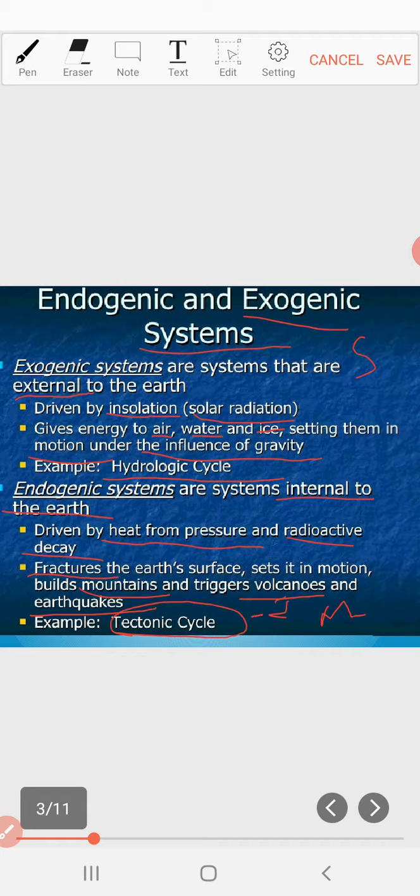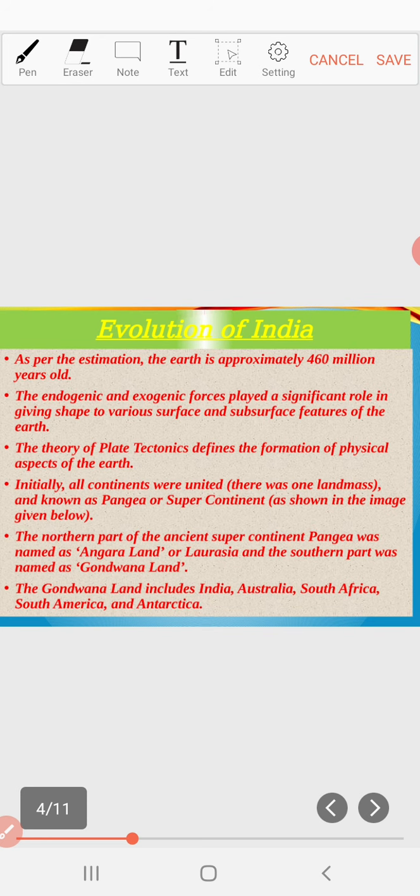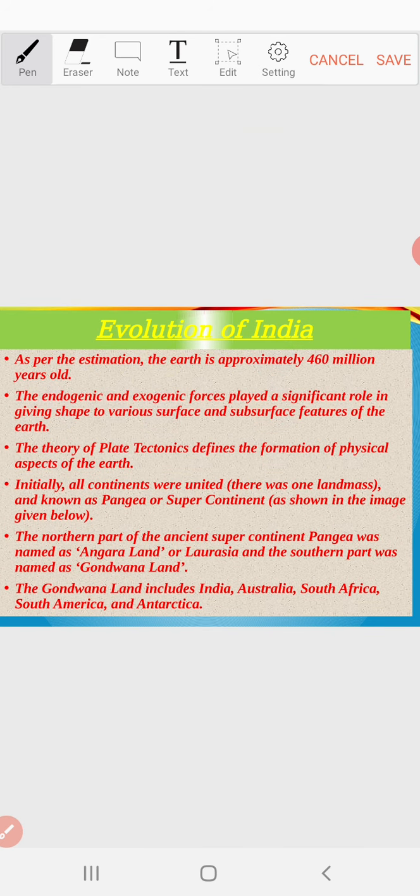Now, let us proceed to the next part of the chapter, that is the evolution of India. Now, what is the age of our earth? The age of our earth is approximately 460 million years. Earlier it was a united landmass and it was continuously activated by these two forces to give a shape to the present structure.